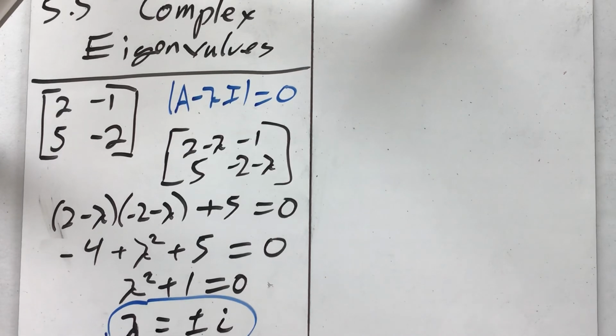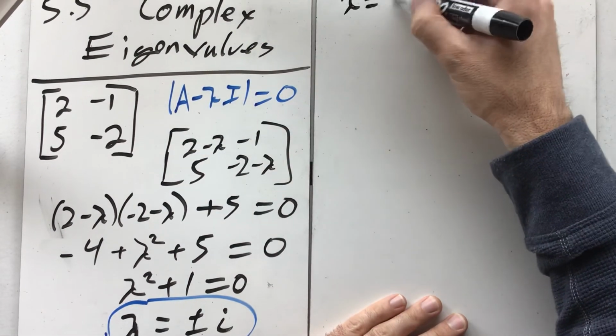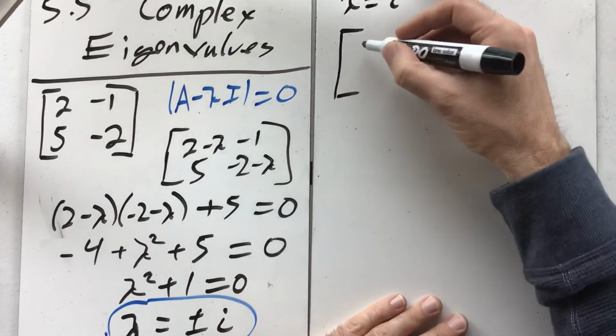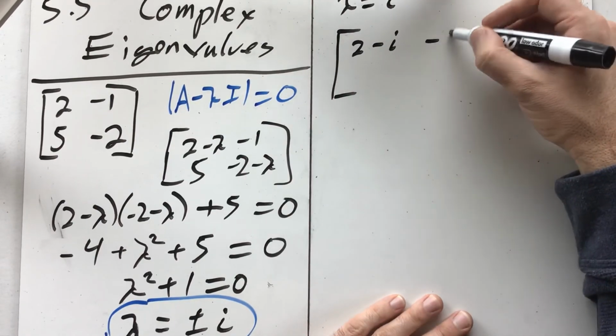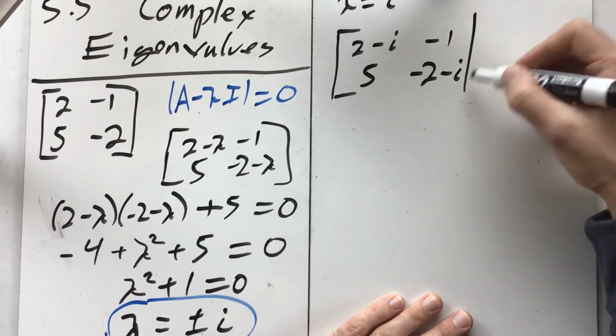But now the question is, what do we do about eigenvectors? This is where it gets a little bit more interesting. Let's look at each one. What we're going to do is cheat, basically. First, I'll tell you how not to cheat, and then I'll tell you how to cheat. But it's not really cheating. It's just cutting down on the effort. So we're going to start by finding our eigenvectors. We'll do lambda equal to i, and we're going to try to solve the matrix 2 minus i, negative 1, 5, and negative 2 minus i, with the right side 0, 0.